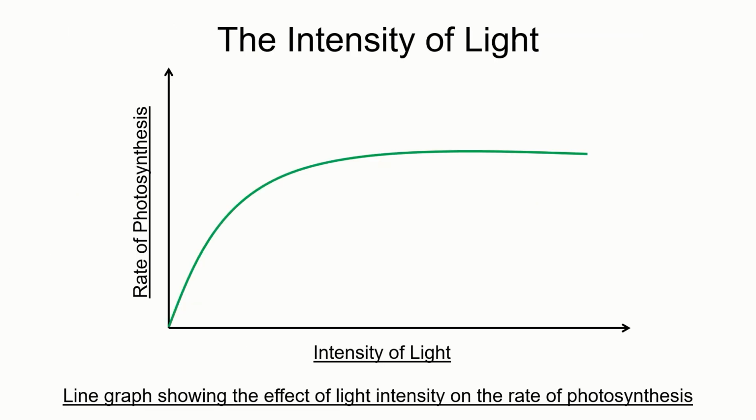Let's have a look at this graph. Like our covered leaf, with no light intensity, the rate of photosynthesis is 0. As it increases, the rate also increases, but only to the optimum intensity. Above that, the rate of photosynthesis plateaus.